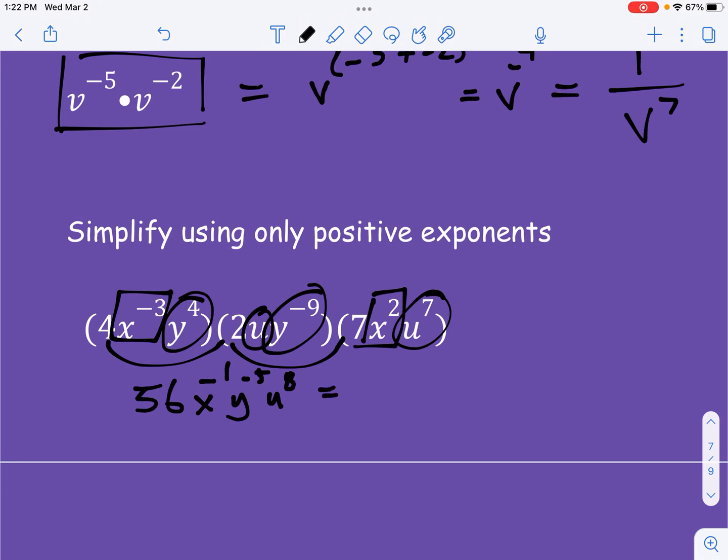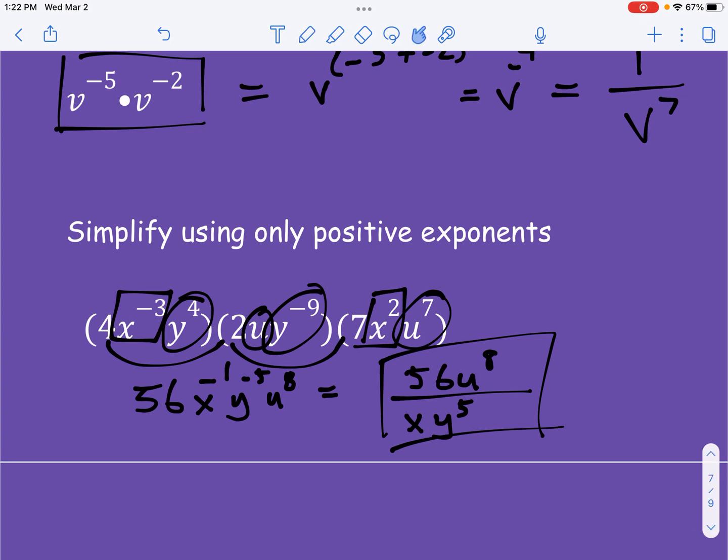So if I rewrite this, put my fraction together, everything that has a positive exponent is going to stay up in the numerator, so that would be the 56 and the u to the 8th power. And then everything with a negative goes down. And if it's got a 1, it just becomes positive 1, which means that we don't write that. And then y to the 5th power. And that's how that works.